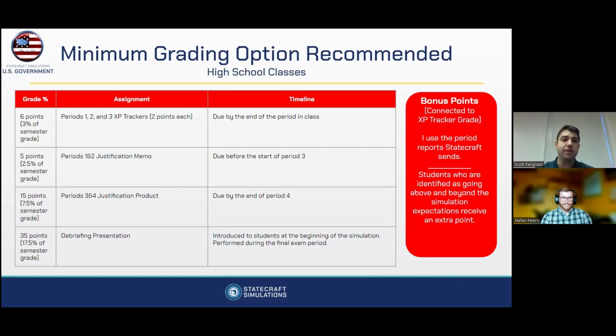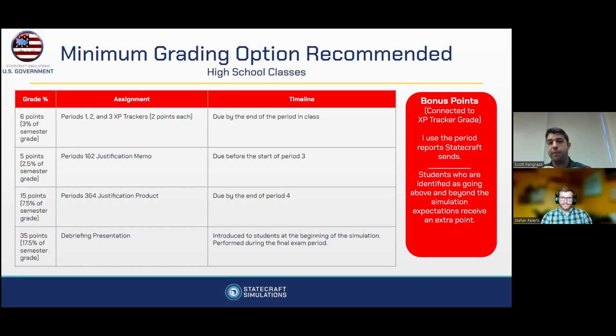And I know in previous webinars I've shown my flow of how I run each period and overall. For the XP trackers, I make those worth 2 points each period. That more or less works out to 3% of the grade. And that's something that they do in period 1, period 2, and period 3.